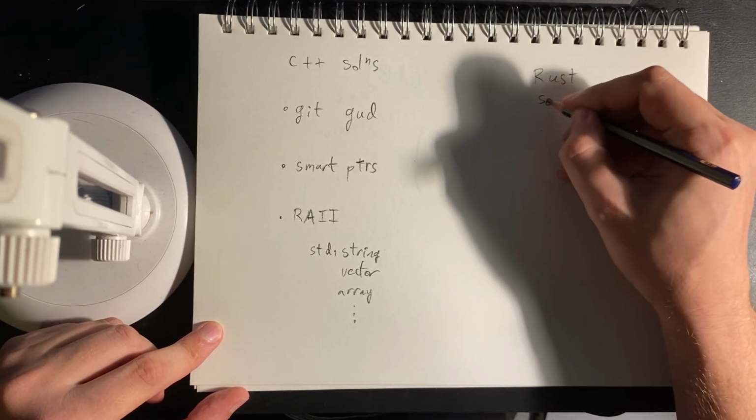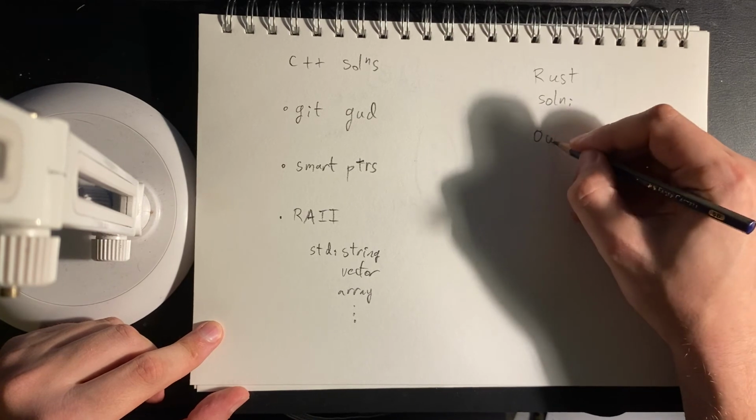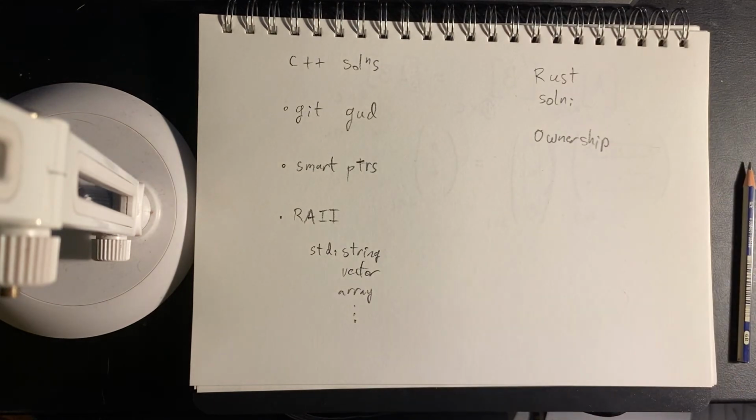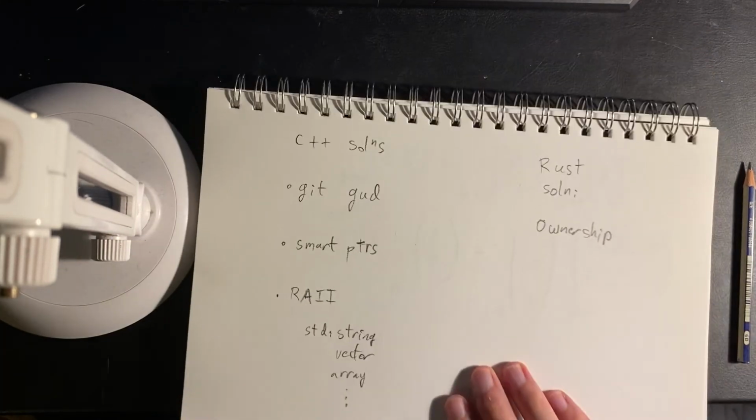Now, the Rust solution is something called ownership. So very briefly, ownership. Here's the gospel. Ownership is a system where a chunk of memory is owned by one and only one variable. When it goes out of scope, that memory is freed. Ownership can be transferred or borrowed, and when a variable transfers ownership of its memory to another variable, the original variable is invalidated.